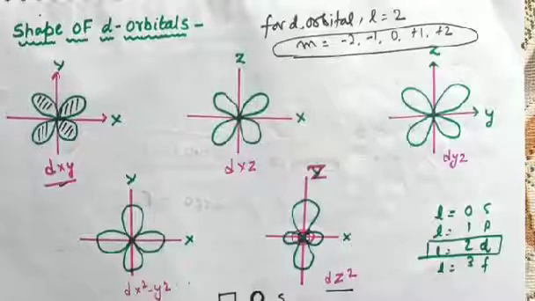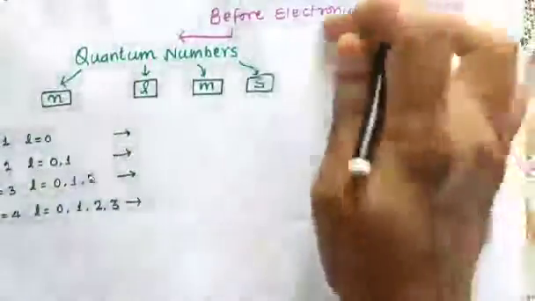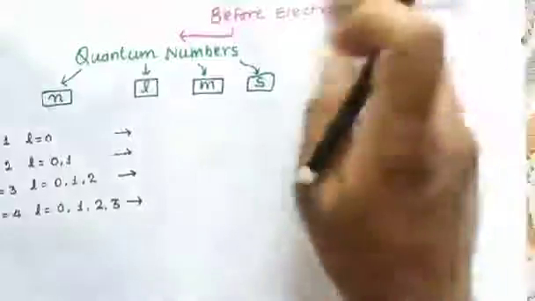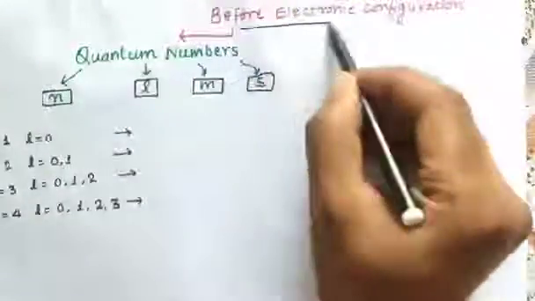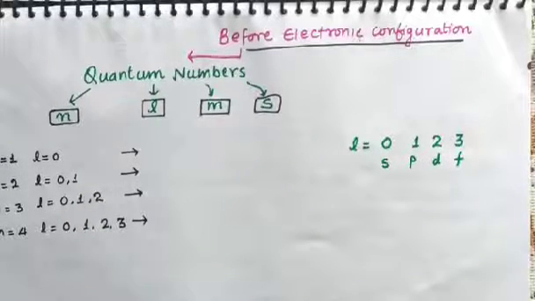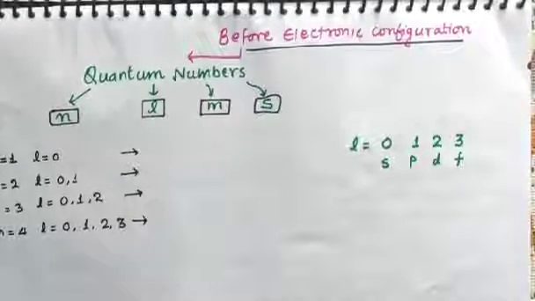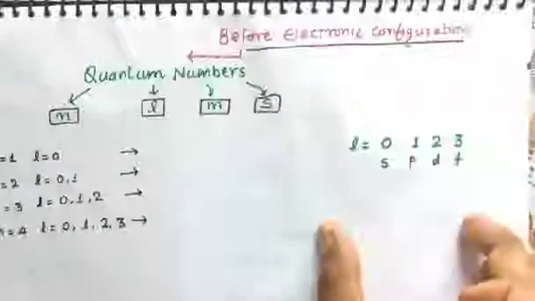Now having seen the shapes of these orbitals, one thing I would like to clarify is that before studying electronic configuration, students, we have to go through the quantum numbers. Then we can understand the electronic configuration very easily. Then we will go through the Aufbau principle, Pauli's exclusion principle and Hund's rule. So before understanding electronic configuration, today I am going to give you a brief idea about the quantum numbers again.